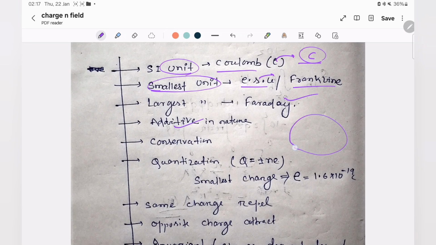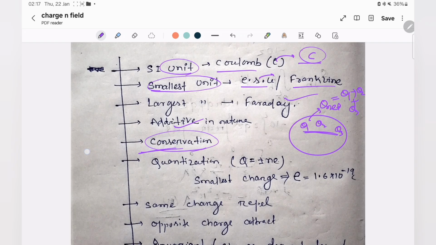Now, it is additive in nature. If in a system we have Q1, Q2 and Q3 charges, the net charge will be the mathematical summation of all these three charges, that means Q1 plus Q2 plus Q3. That's why it is additive in nature. It is also conservative in nature.